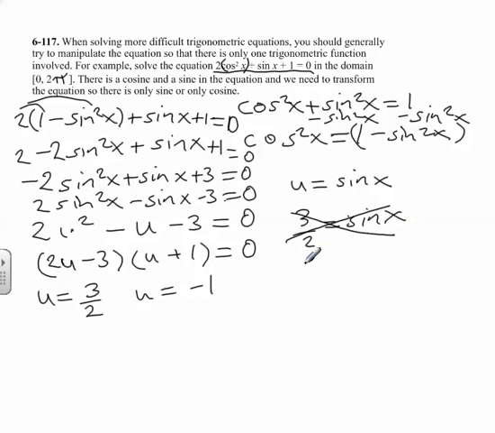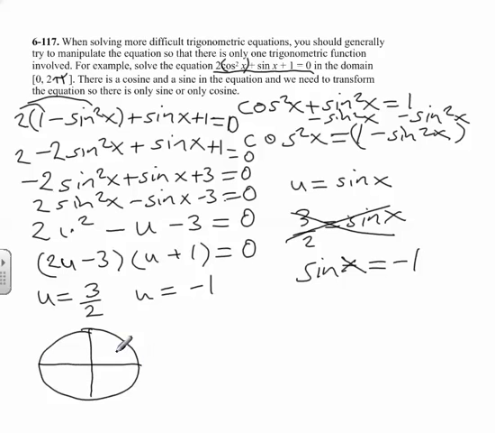Let's try the other. Sine x equals -1. So at what value is sine of x equal to -1? Well, we can use our unit circle and take a look at where sine on the y-axis is equal to -1, and that's all the way down here. That is 3 pi over 2. So x is equal to 3 pi over 2.